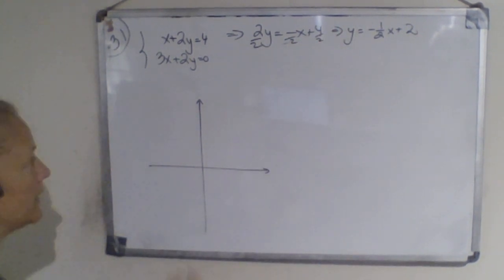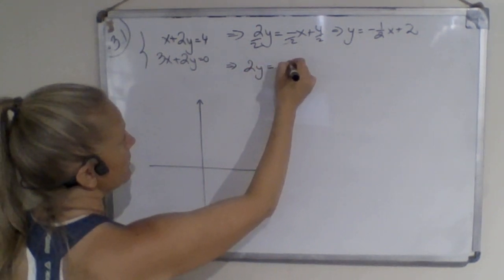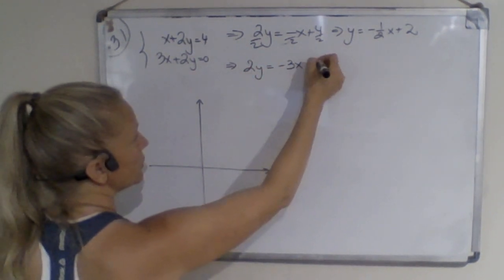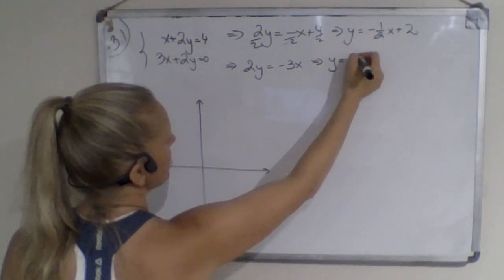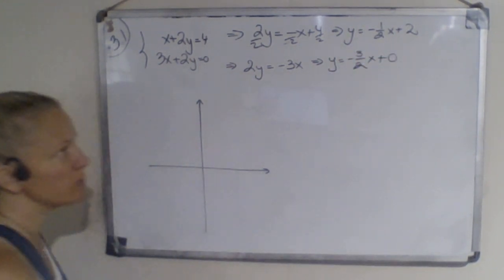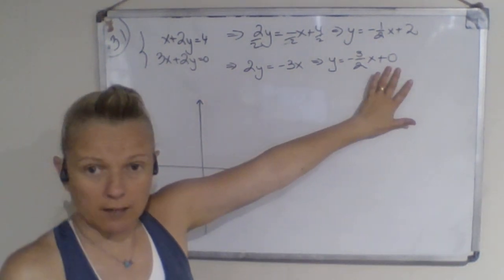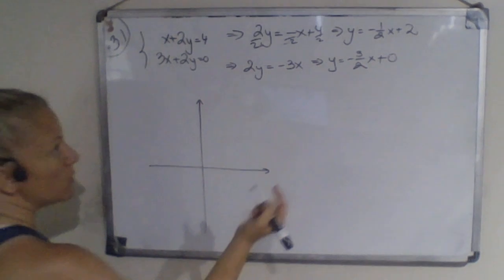That's my first line. My second line becomes 2y = -3x. I have to divide that 2 out. y = -3/2 x. And I can put a 0 on top of it just so I can have a y-intercept, right? I can just say plus 0 just to have a y-intercept. Let's graph them the way we know how to graph.